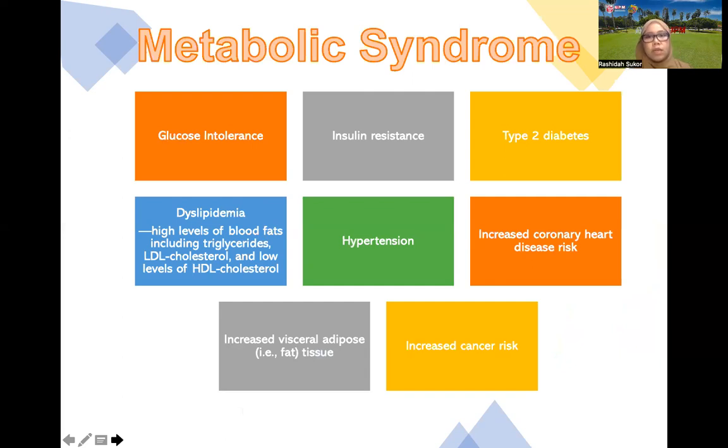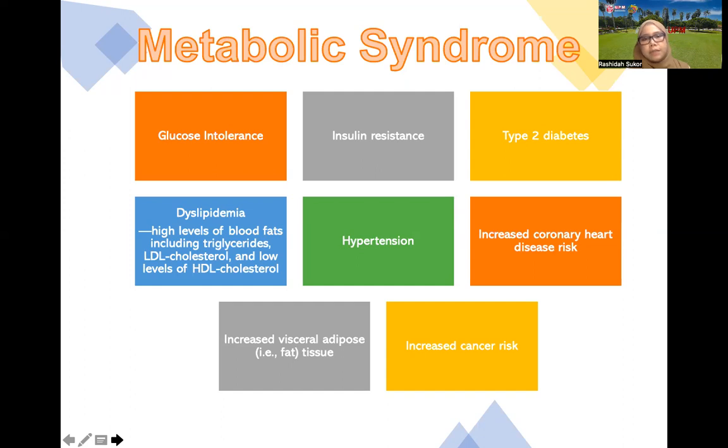So this metabolic syndrome includes glucose intolerance and insulin resistance. Insulin resistance will lead to type 2 diabetes. Okay. And dyslipidemia, you have to consider the triglycerides, the LDL cholesterol, and the HDL cholesterol. So if your HDL cholesterol is low, your LDL cholesterol is high, and total triglyceride is high, that means you are suffering from dyslipidemia. Okay, and also hypertension.